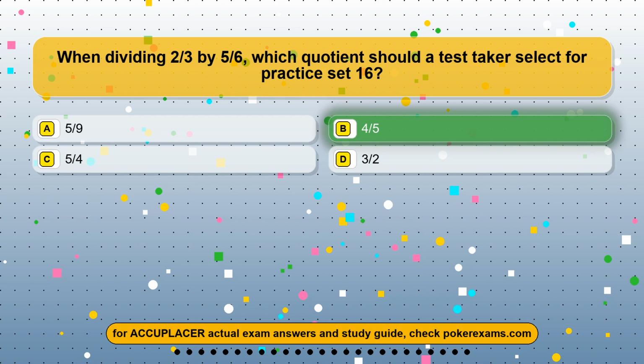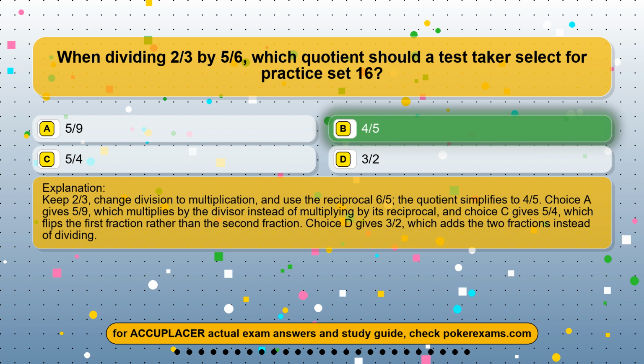The correct answer is option B, 4/5. Keep 2/3, change division to multiplication, and use the reciprocal 6/5. The quotient simplifies to 4/5. Choice A gives 5/9, which multiplies by the divisor instead of multiplying by its reciprocal, and choice C gives 5/4, which flips the first fraction rather than the second fraction. Choice D gives 3/2, which adds the two fractions instead of dividing.